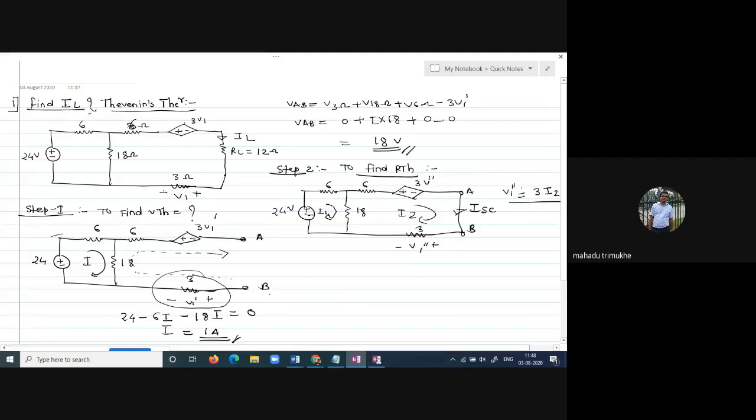I gave one example in your tutorial number 2. When the polarity is from minus to plus, you have to take the controlling parameter from negative to positive, not from positive to negative. At that time the polarity should be minus. Then what is your ISC over here? ISC is nothing but your I2.